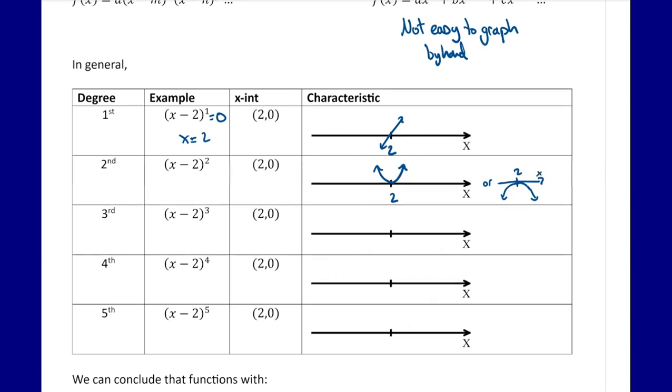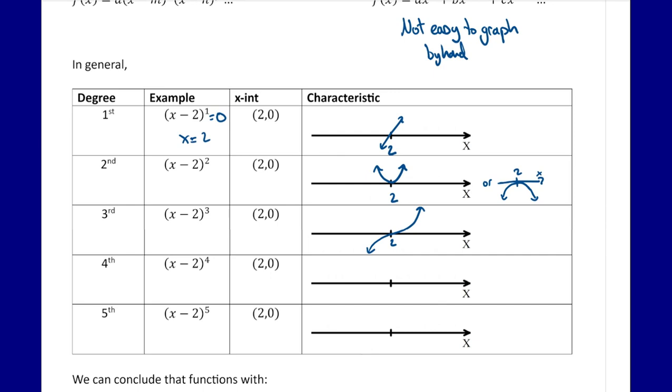A cubic function, same idea, we talked about in the summary, it crosses in an S pattern. So something like this. Actually, I'll stretch it out a bit, and try to keep it consistent. There we go. So it crosses in this S pattern at the x-intercept. If it's a cubic function, it's going to cross like an S at the x-intercept.